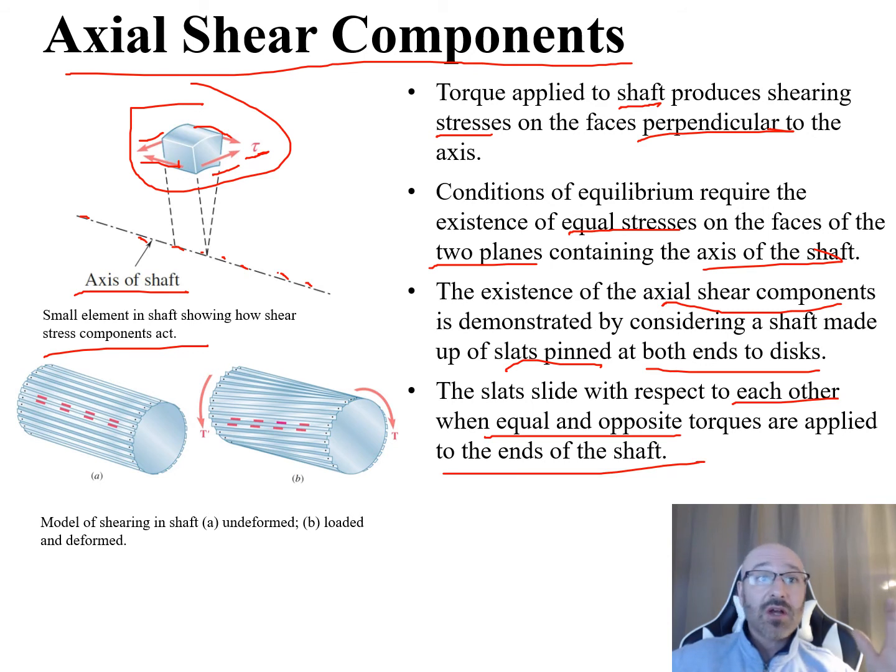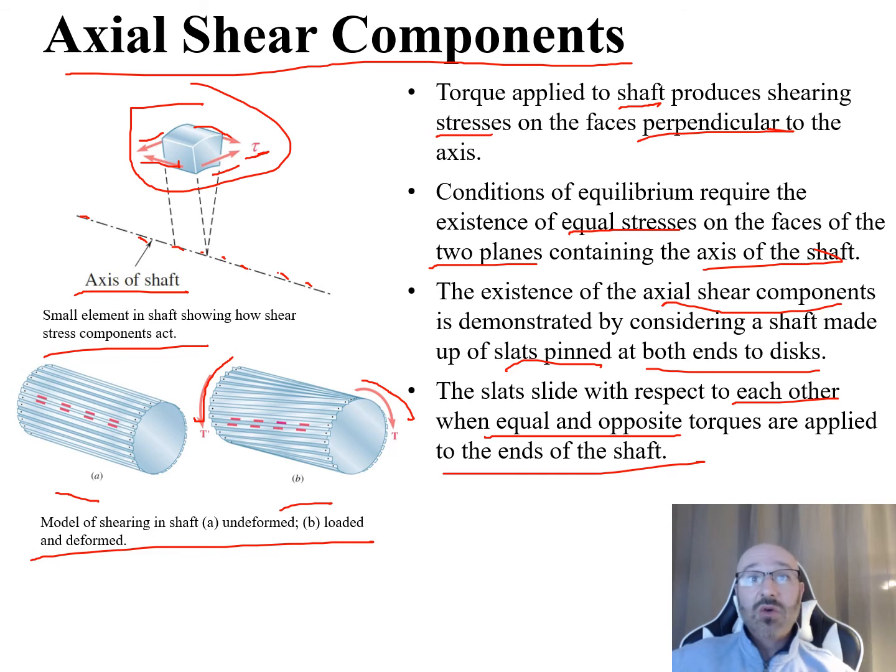So we can go down here, and now we're going to take a look at this diagram at the bottom. We have A and B, where A is undeformed and B is deformed. We're going to apply these equal and opposite torques to the two ends of the shaft. We apply this torque T here, and this T prime over here. Those are equal and opposite to each other, and now we can see these elements drawn out on those two different slats.